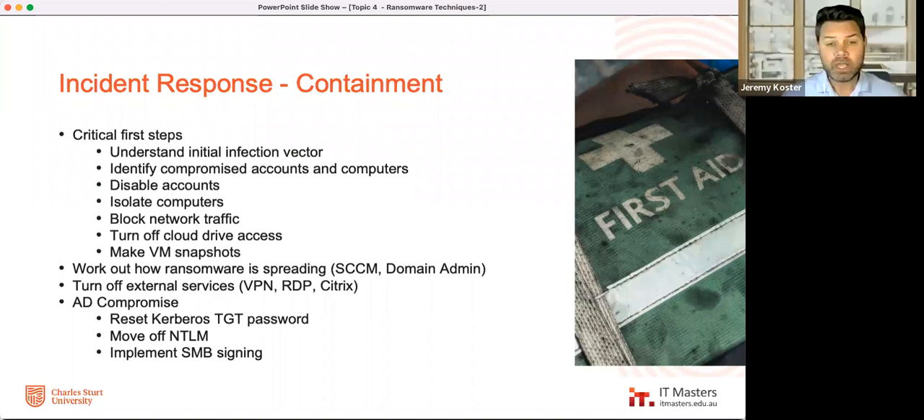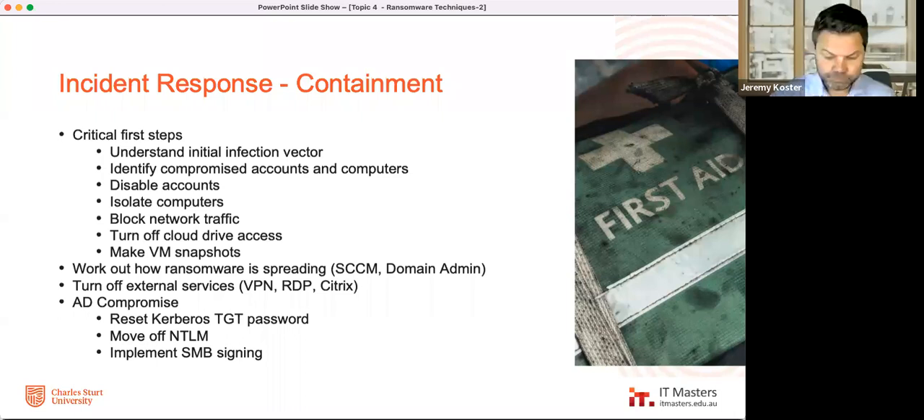Now, work out how ransomware is spreading. Some ransomware gets spread through SCCM. That's diabolical, but there has been talk of that, where they got into the SCCM and deployed their ransomware using the internal tools. Then there's also domain admin, and some of this ransomware just runs its own PowerShell and propagates across the network. So how is it propagating, and how do you stop it from propagating? And what credentials is it propagating with?